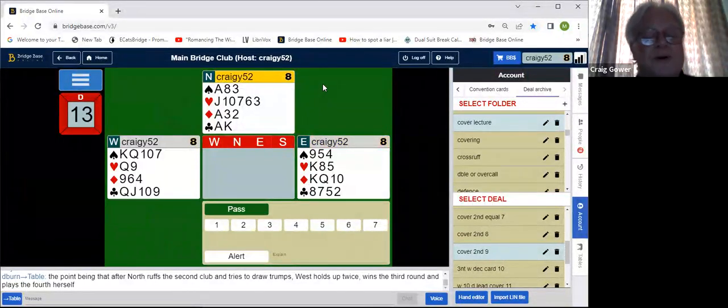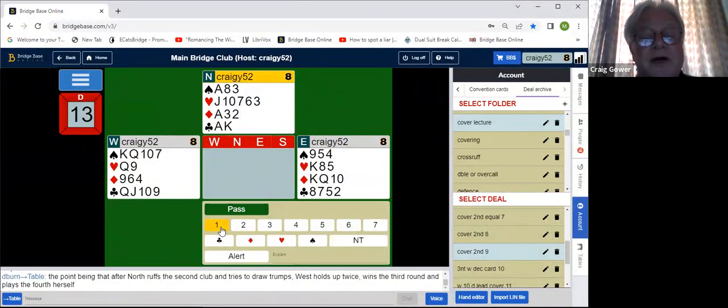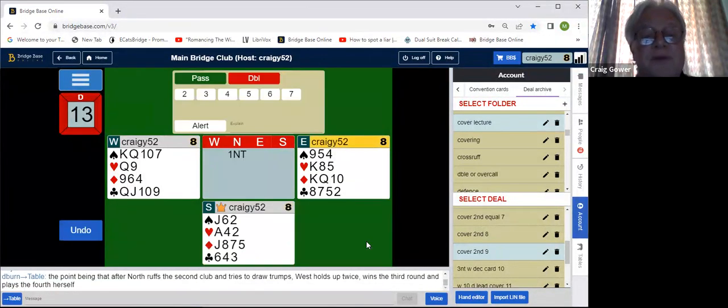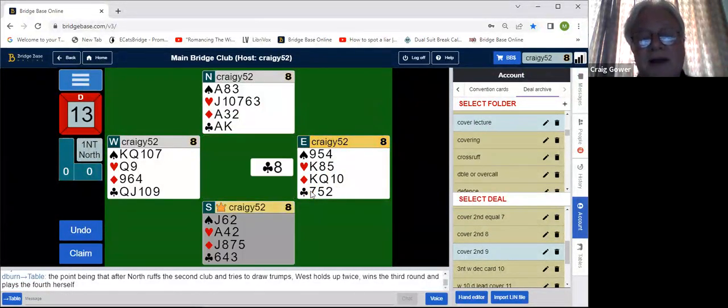One more example of this idea. What to do with the no trump hand and a 5-card major? Most of the time, opening 1 no trump will work out okay. So East has got to pick a lead. I guess the 8 of clubs will be a popular choice.